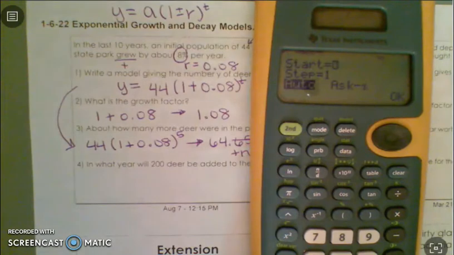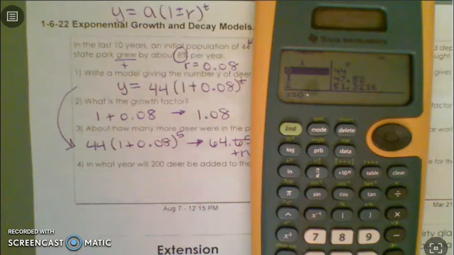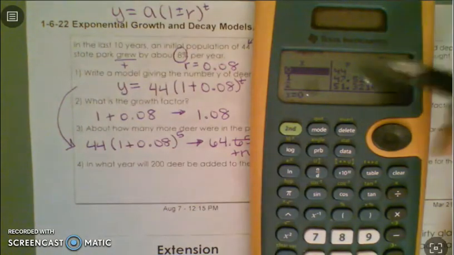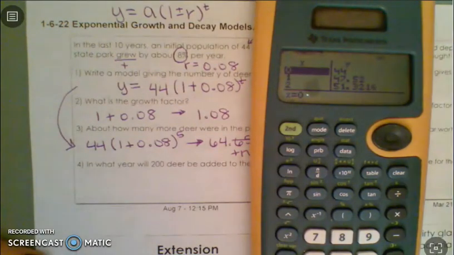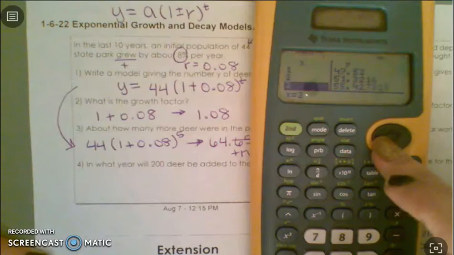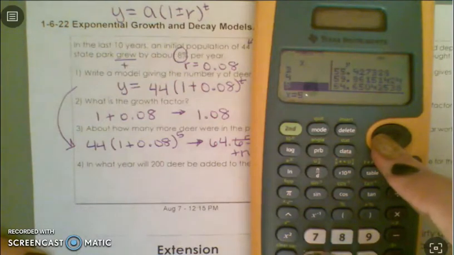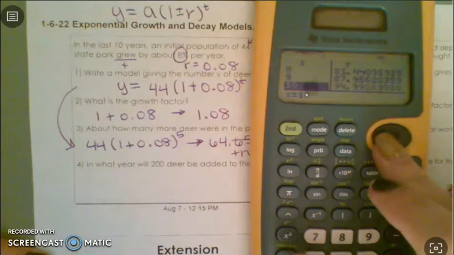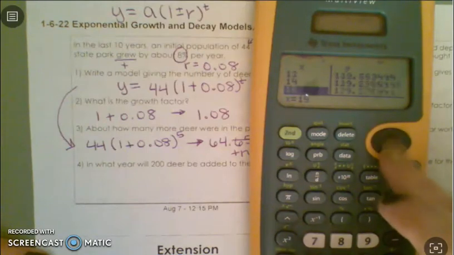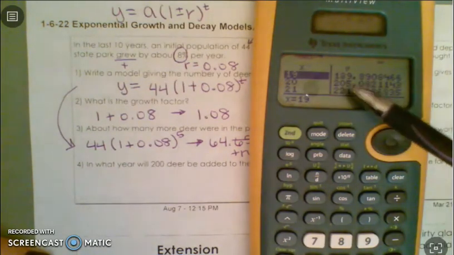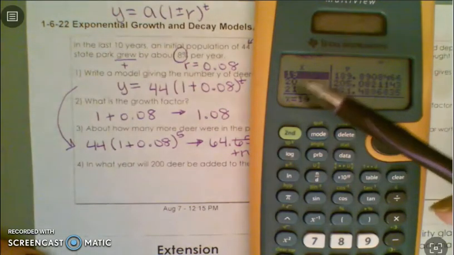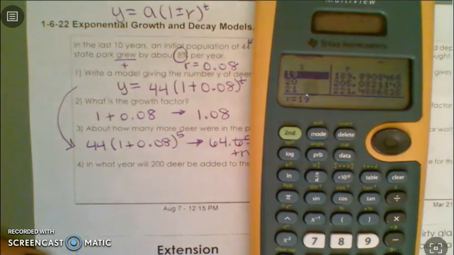Enter. We want to start at year 0. Enter, enter, enter, enter. So at year 0, at the initial, there's 44 deer. At year 1, there's about 47. So let's keep scrolling until the right side becomes close to 200. So let's just keep scrolling. Oh, there we go. So at 19 years, there's about 189 deer. At 20 years, there's about 205 deer.